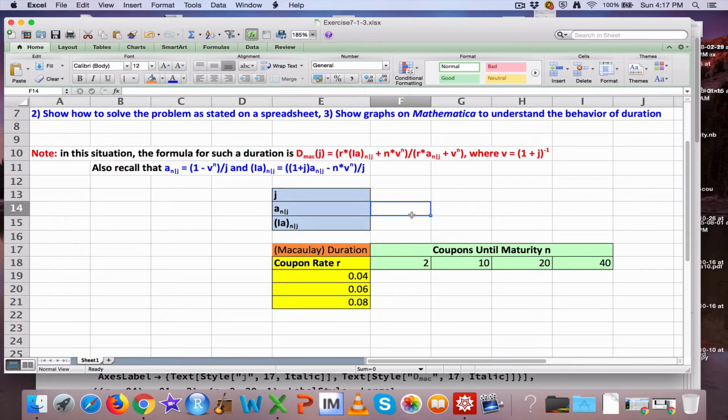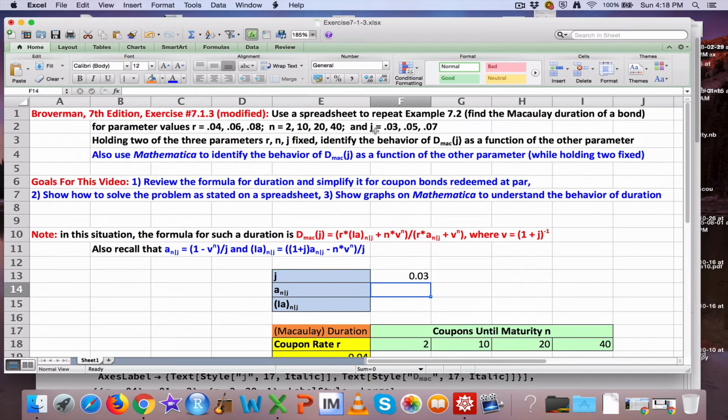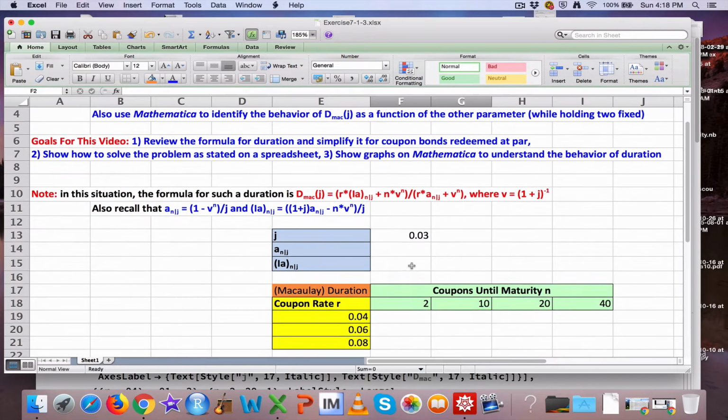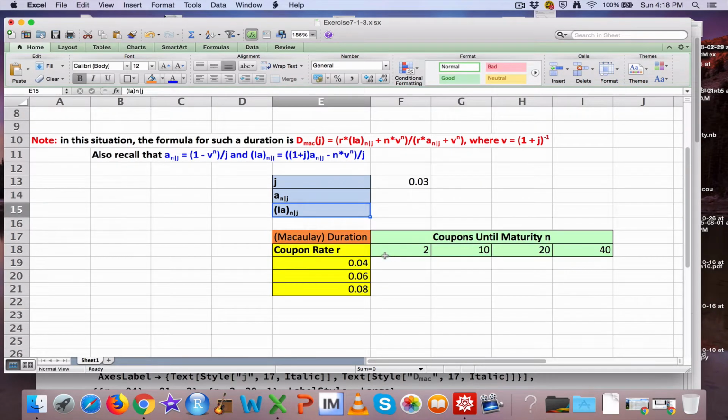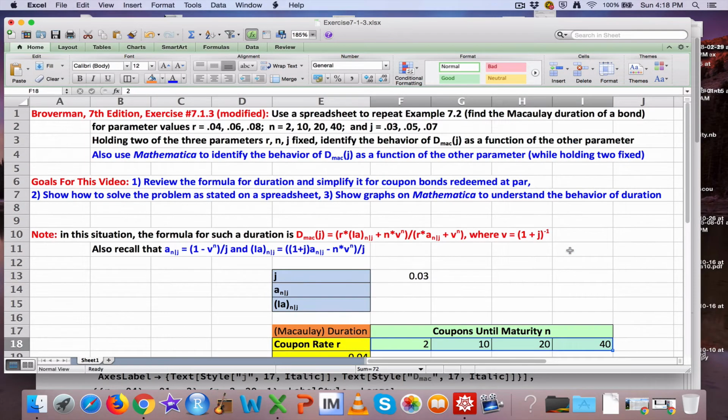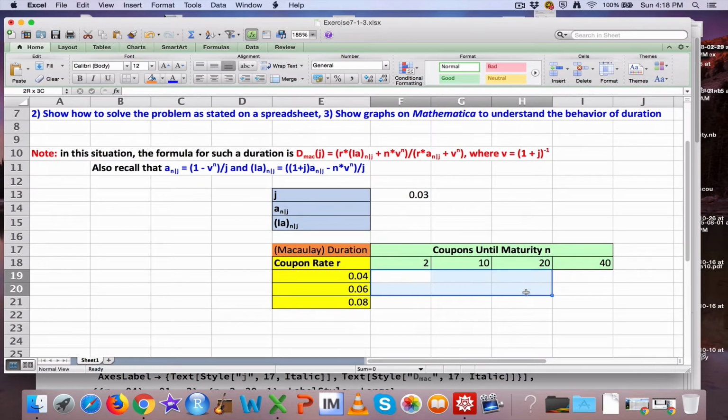I'm going to use formulas in spreadsheets. I'm going to use equal signs to do math. I'm going to use cell references to take numbers like, for example, j. I'm going to initially put 0.03 right there for j because that's the first value of j that we're given here. And I'm going to compute these different things. I'm going to compute a and j and Ia and j. And then use the different coupon rates and different coupons till maturity that we are given up in this description up here to fill in durations that go in right here.